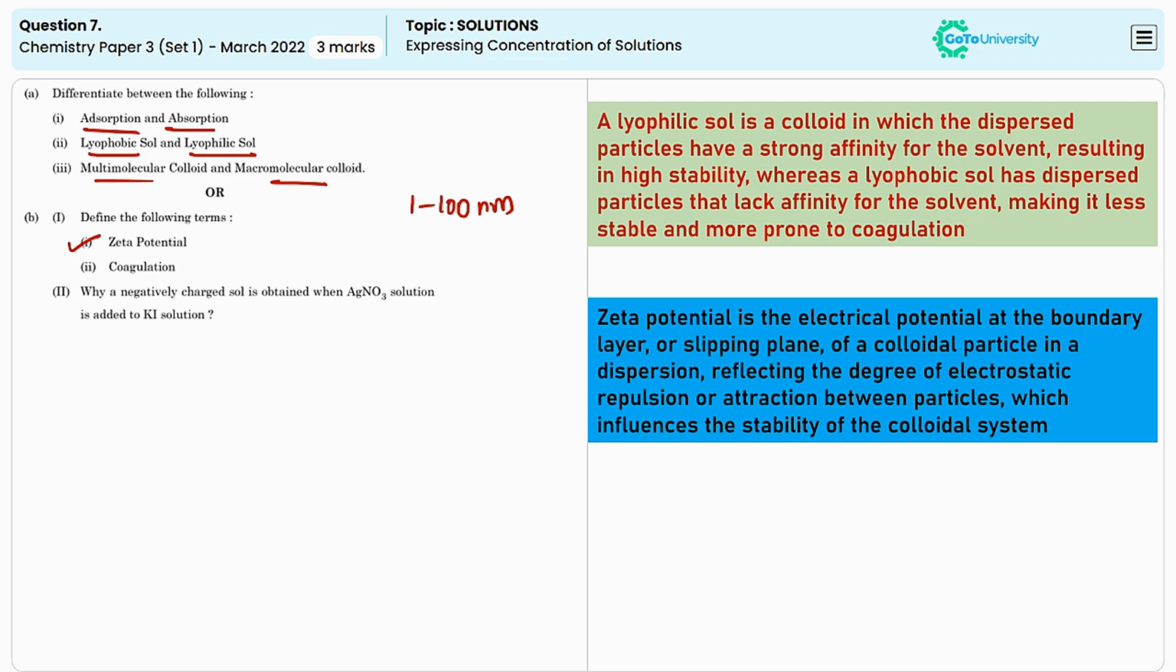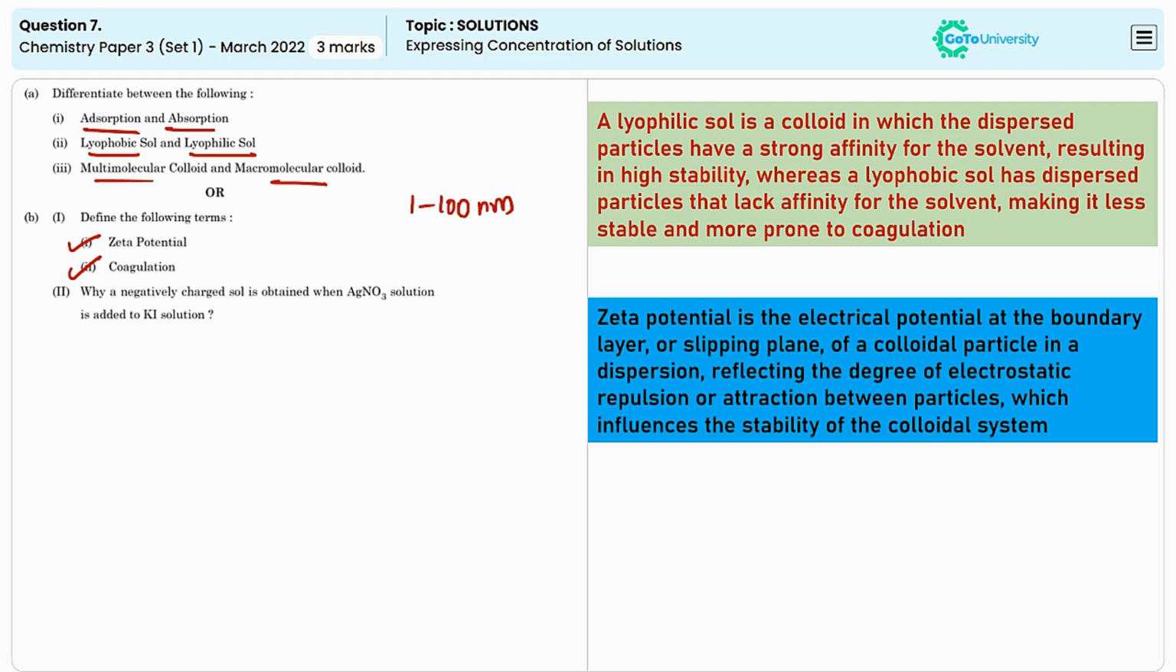And the second one is to define coagulation. Coagulation typically involves the neutralization of the electrical charges on colloidal particles, which reduces the repulsive forces between them and allows them to clump together. This is often achieved by adding coagulants such as electrolytes or flocculants.